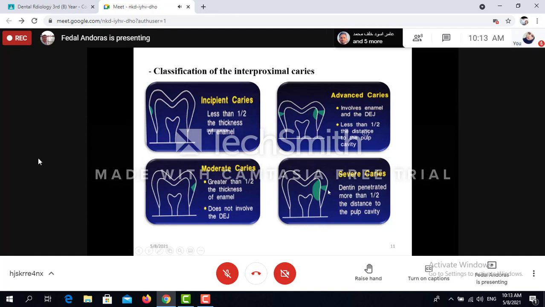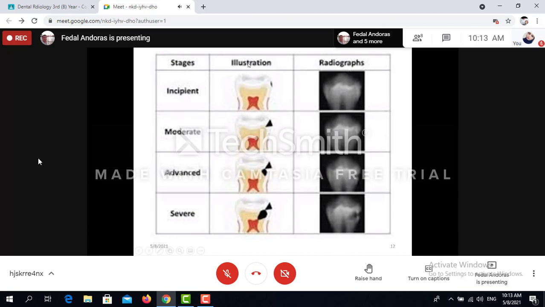But as I always say, you cannot predict any pulp exposure using X-ray, because an X-ray is 2D, while the radiograph is of a 3D object. This image is somehow fuzzy or blurred, but it might help you. Again, incipient, small caries, not more than half of the enamel.